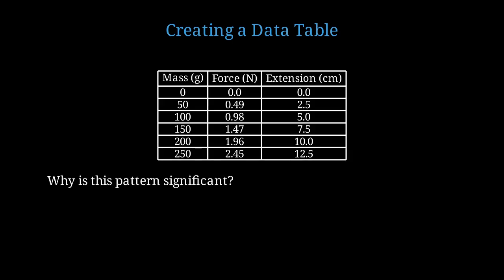Because it suggests a direct proportionality. When one quantity doubles, the other doubles. When one triples, the other triples. This is the hallmark of a linear relationship.